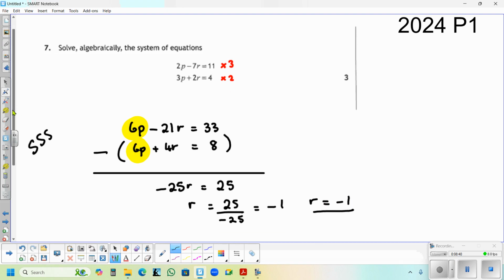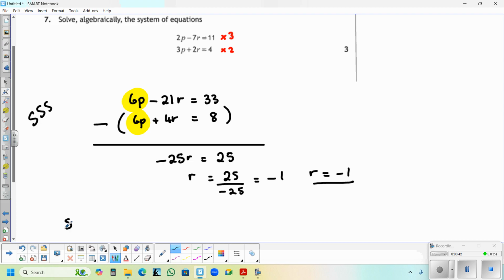Now we want to sub that into one of the equations, so I'm going to sub, and you've got to write this down, sub r equal to negative 1 into, and write down the equation that you choose. I'm going to choose the bottom one because it's smaller numbers. So 3p plus 2r is equal to 4.